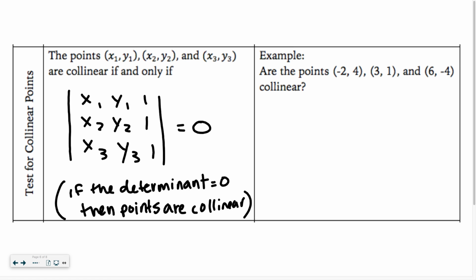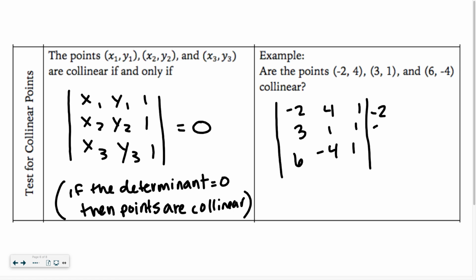Okay, so all you have to do if you want to check if 3 points are on the same line is plug them in, do the determinant, and see if you get 0 or not. So we'll check these 3 points: -2, 4, 1. 3, 1, 1. 6, -4, 1. Same setup. Last column is all ones. -2, 3, 6. 4, 1, -4.